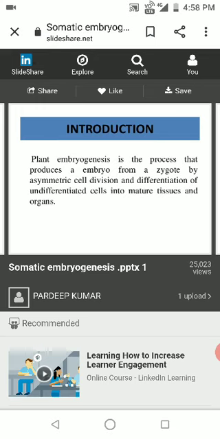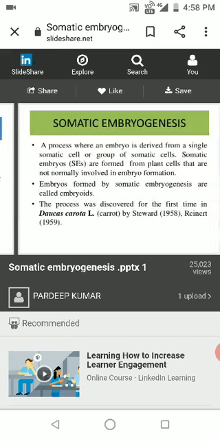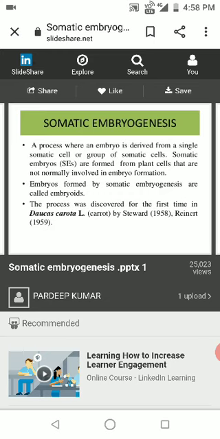Plant embryogenesis is the process that produces an embryo from the zygote by asymmetric cell division and differentiation of undifferentiated cells into mature tissue and organs. Okay, in general, this is what plant embryogenesis is. Now, somatic embryogenesis is a process where an embryo is derived from a single somatic cell or group of somatic cells.